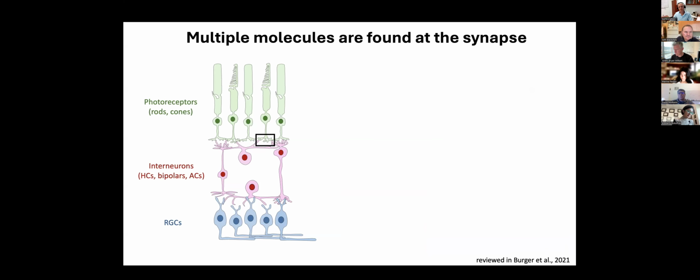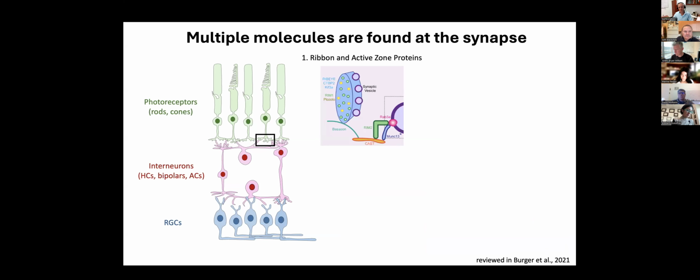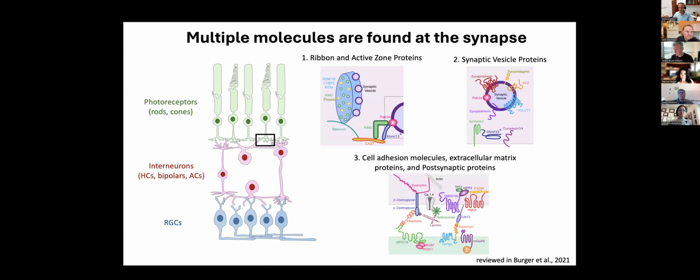Now, using these techniques, I'm trying to summarize many, many years of literature, but these studies have uncovered different molecules at the synapse. You have ribbon and active zone proteins. You have synaptic vesicle proteins. And there's a slew of cell adhesion molecules, extracellular matrix proteins, and postsynaptic receptors that are all expressed at these photoreceptor synapses. So there are multiple molecules here.